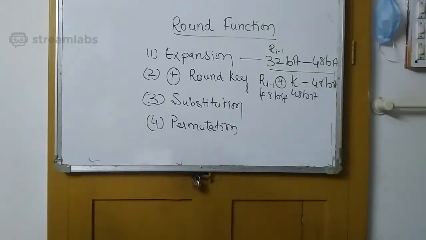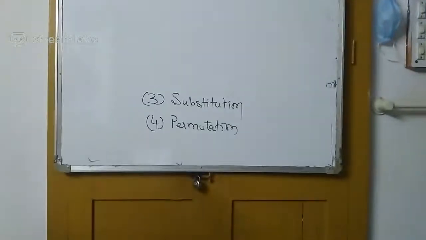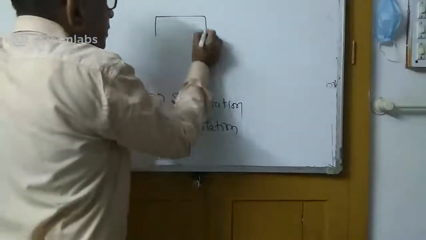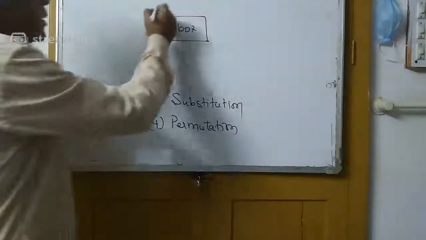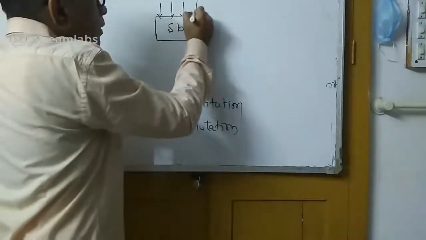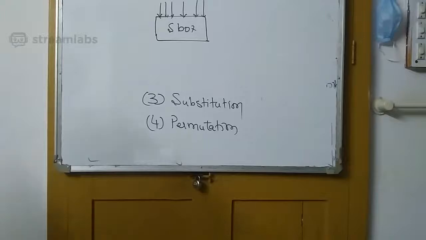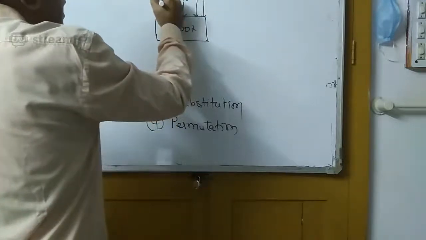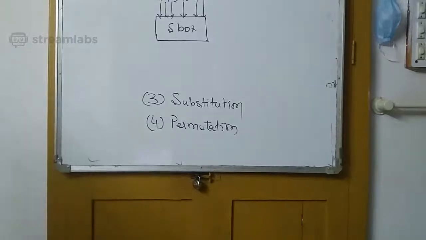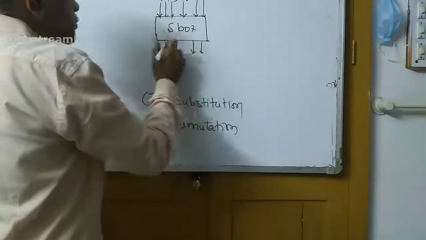Now these 48 bits go into the substitution stage. Let me rub this out so that I can write the remaining part. What happens in the substitution stage is that we have some kind of S-box over here, which requires 6-bit inputs. These 6 bits are I0, I1, I2, I3, I4 and I5. The outcome of this S-box is 4 bits. S-box means substitution box.